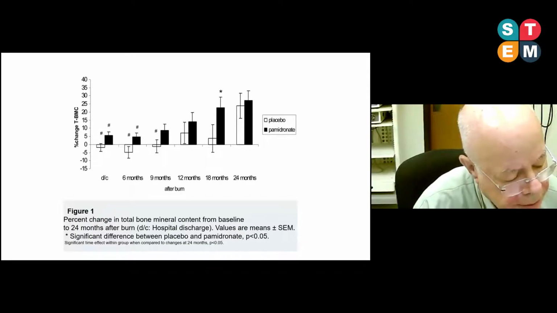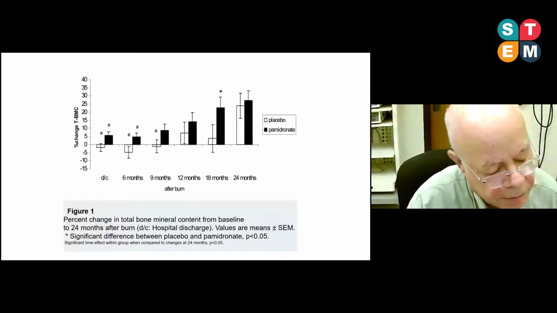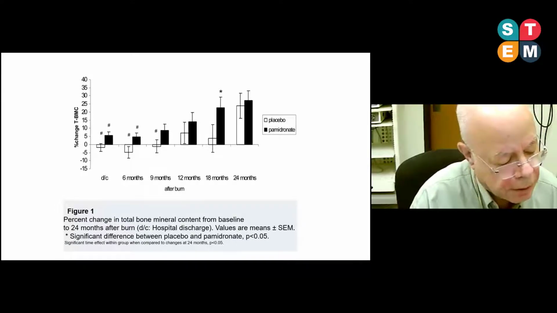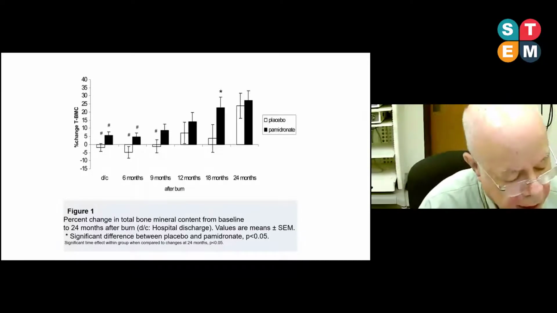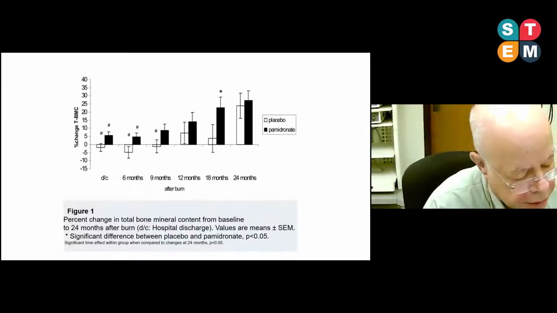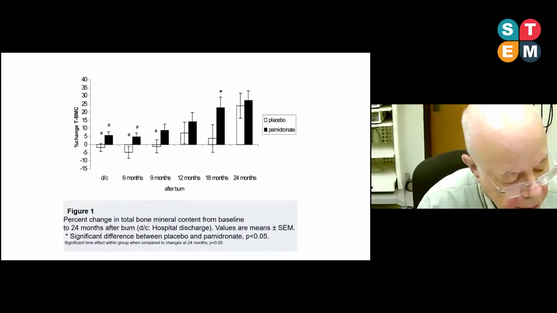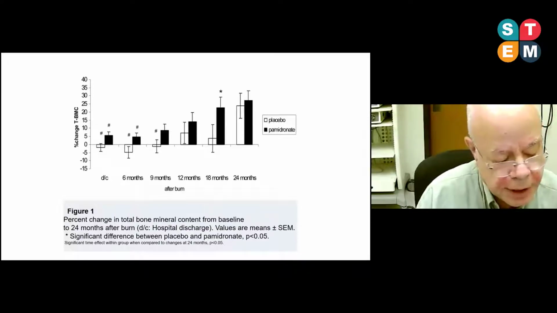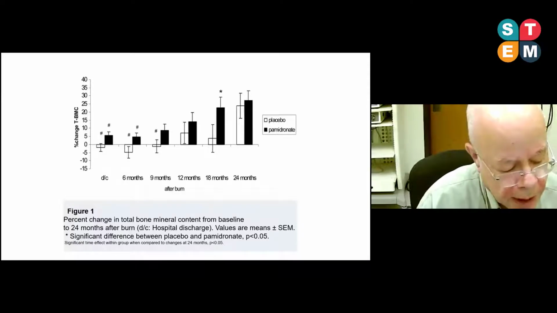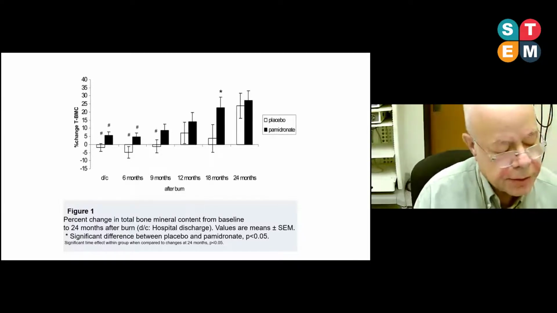In an attempt to stop the resorptive bone loss, we recruited pediatric burn patients for a randomized, placebo-controlled, double-blind trial of an anti-resorptive agent, in this case a bisphosphonate named pamidronate. It, or a placebo, was administered within the first 10 days of burn injury when resorption was the most active.